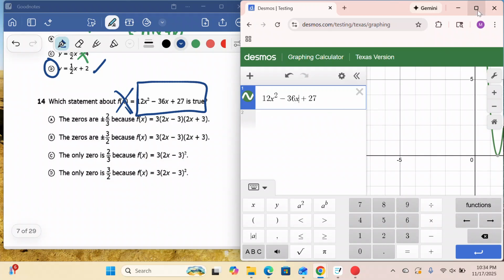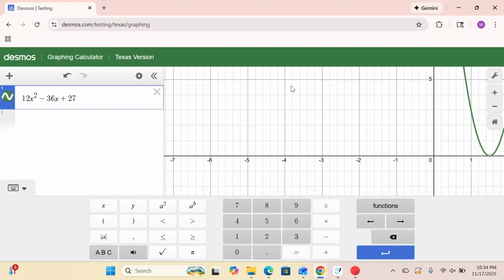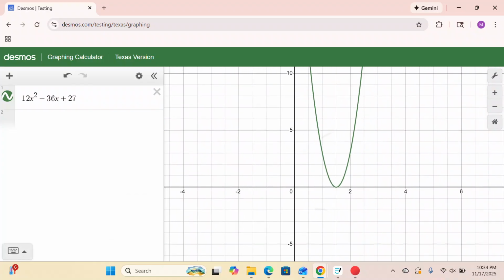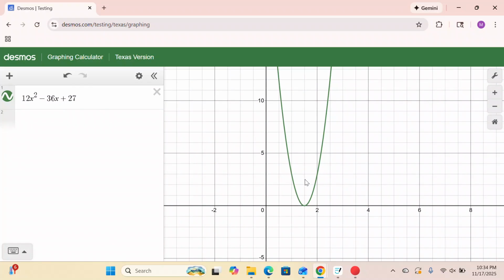Now I'm going to look at the features of the graph. I'm going to look at the vertex of this U-shape. It's 1.5, 0. That is also my 0, so now I know that it only has one 0 at 1.5, 0. My axis of symmetry is the x value of the vertex, which is 1.5. And of course, my vertex is 1.5, 0. So that is going to eliminate 2 answer choices.